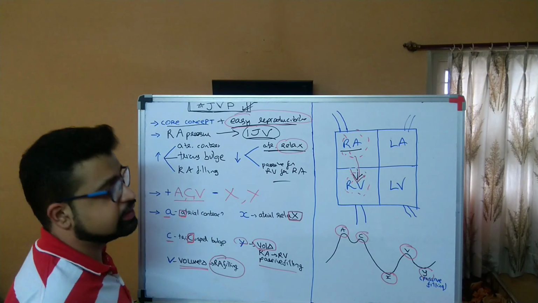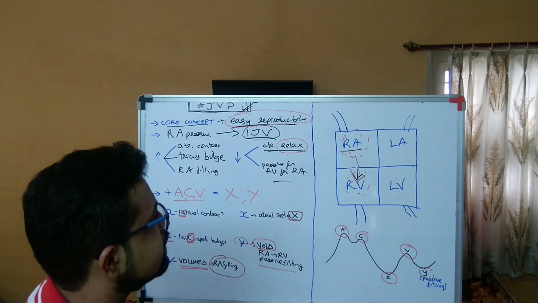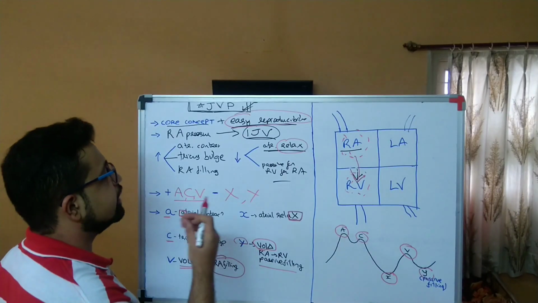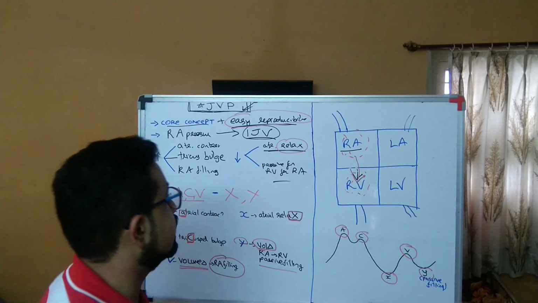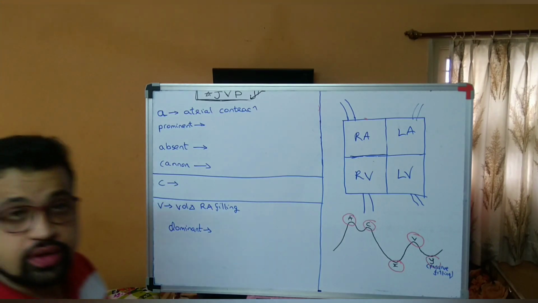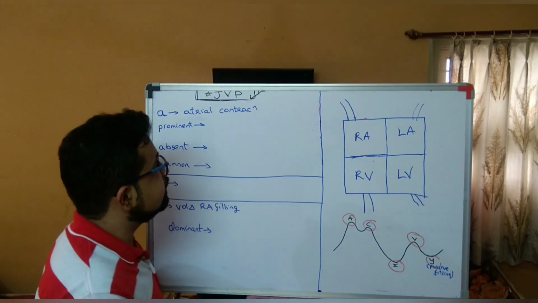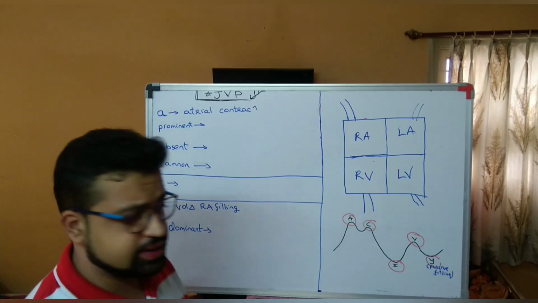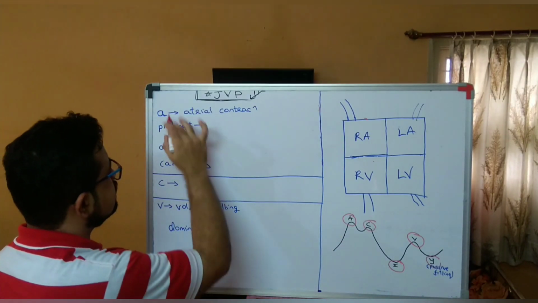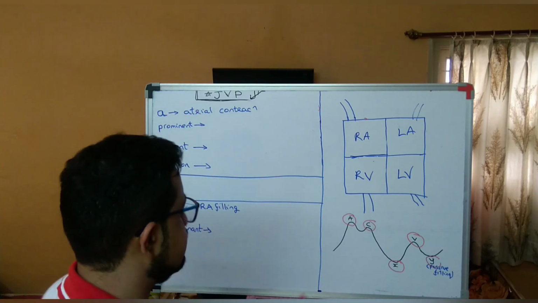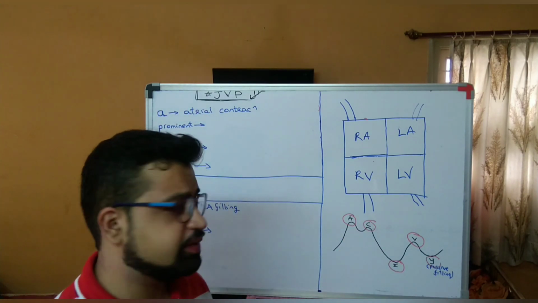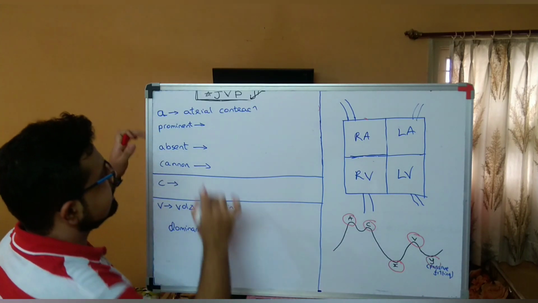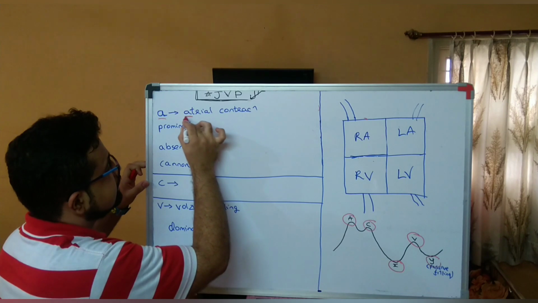Now, proceeding further, what we are going to discuss is the differentials, how to clinch the diagnosis by using the concept of JVP. Let us discuss the differentials and how to clinch the diagnosis using the different waveforms of JVP. We are going to first discuss the A, C and V waves of the JVP waveform. What does the A wave indicate? As we discussed, the A wave indicates atrial contraction.